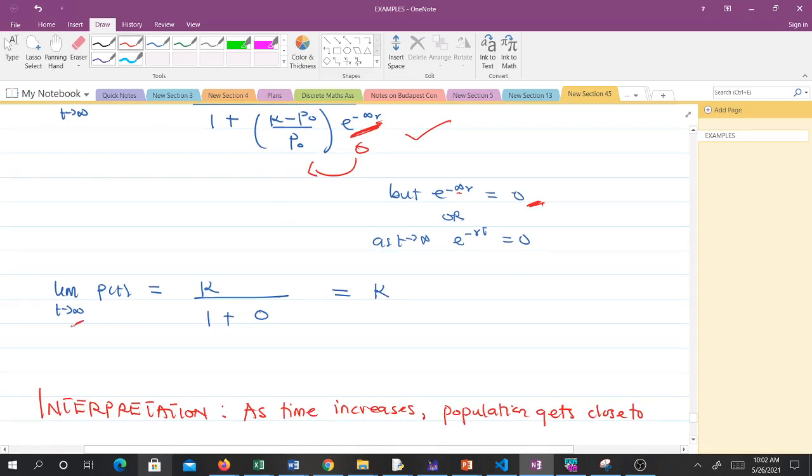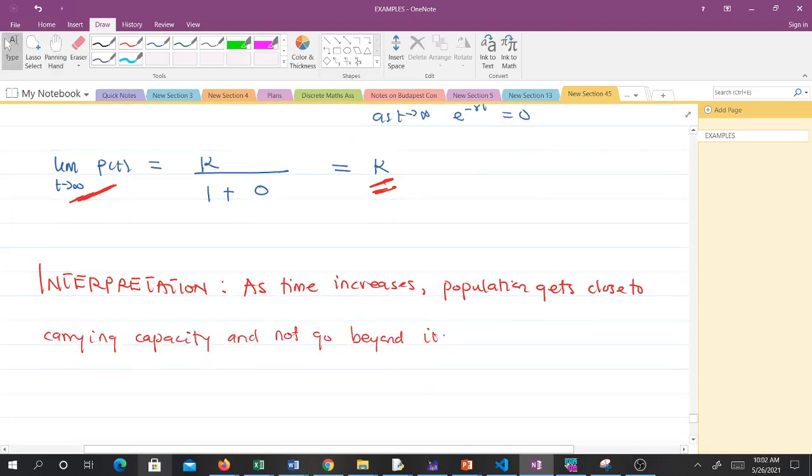So that means that as time grows, the size of the population is equal to what? The carrying capacity. That means that the population doesn't grow unboundedly, but it is limited by the carrying capacity. And that was what he wanted to do. You can see that we've been able to analyze it and see that, yes, he was able to do what he wanted to do. So the interpretation is that as time increases, the population gets closer to the carrying capacity and cannot go beyond it. The logistic model is very, very nice and very, very effective and efficient.